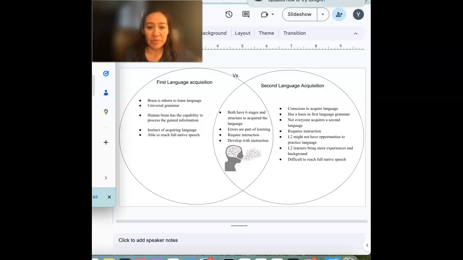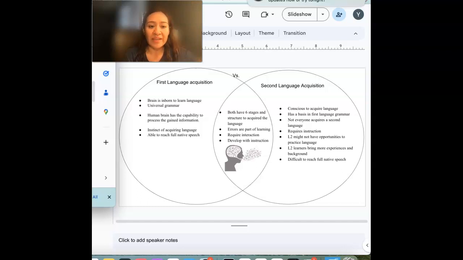One of the first differences between first language acquisition and second language acquisition is that first language is acquired by instinct. Based on historical theories, it is believed that the human brain is already innate to acquire language. This means that the brain's way of acquiring language is natural. The brain is inborn and has the capability to naturally learn. For example, babies that are learning a first language will listen to the parents or other adults around them and try to imitate those sounds. This also means that instruction is not really required to learn that language.